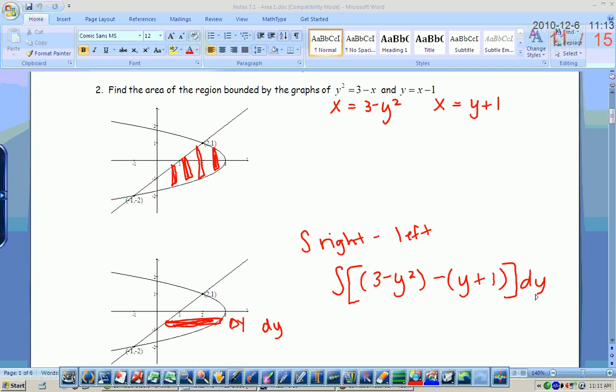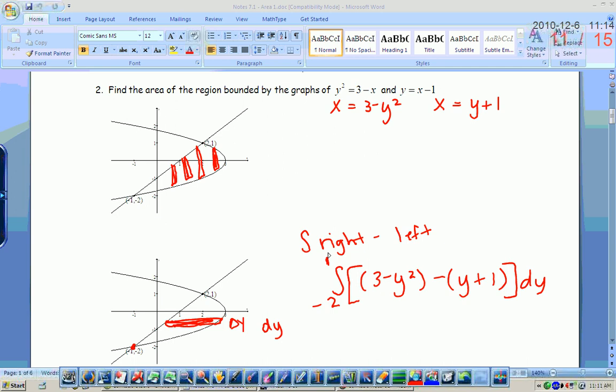dy. Now, since I'm integrating with respect to y, my limits of integration need to be y values. So what do you think I'm going to integrate between? -2 and 1. The smallest y value is -2, and the biggest y value is 1. Now, when you type that into your calculator, you're welcome to use y on your home screen if you want, as long as you don't have anything solved or stored in y.